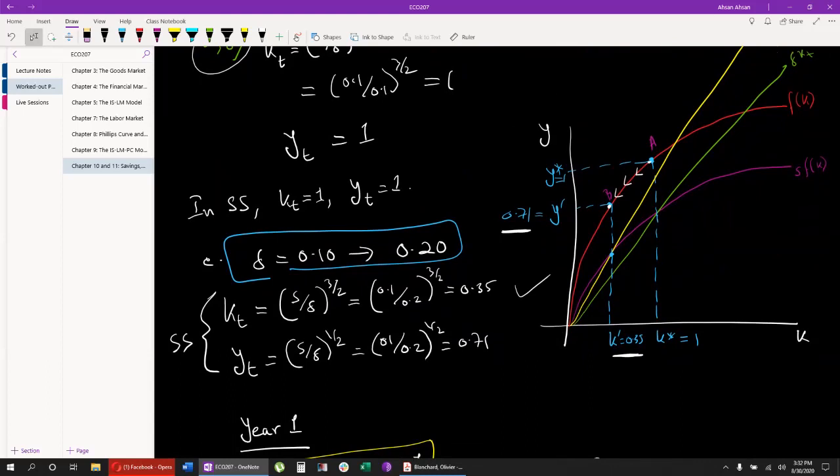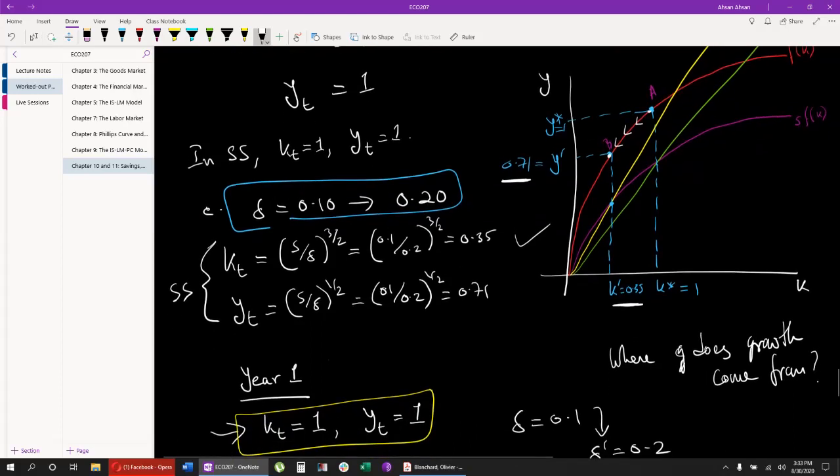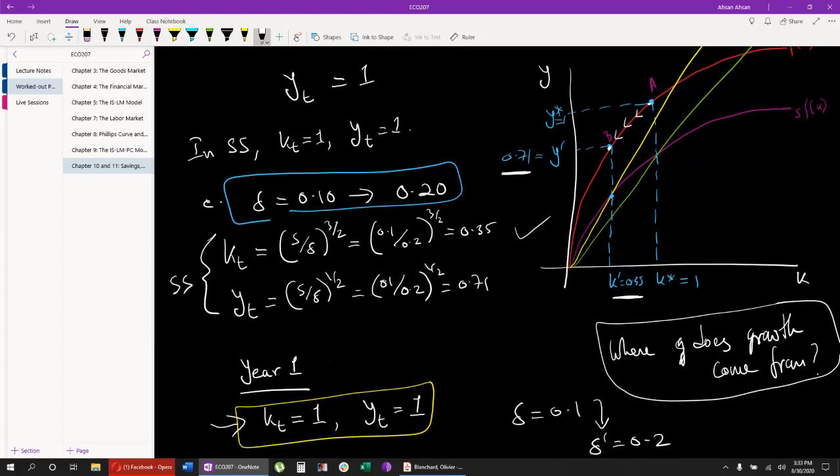And that's it. So to summarize, chapters 10 and 11, what we've done is we've talked about growth effectively. 10 and 11 have been all about growth and the question of where growth comes from. What we've done so far is we've taken a look at savings, we've taken a look at depreciation and all that. What we will be doing in the next 2 chapters, 12 and 13, is talk about technology.